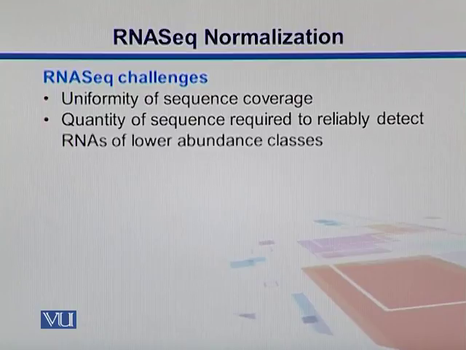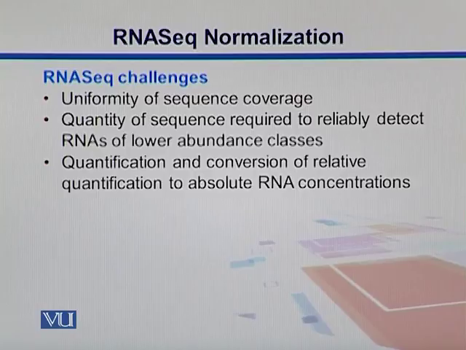The quantity of sequence required to reliably detect RNAs of lower abundance classes might also be a big issue. So what quantity of the RNA should we require so that we can capture the genes which are lowly expressed? Where you define the threshold is an important challenge. The quantification and conversion of relative quantification to absolute RNA concentration is also an important challenge.